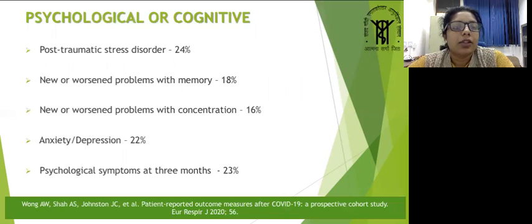Now, coming to the psychological or cognitive symptoms, COVID-19 has catastrophically affected mental health and caused an upsurge in psychological illnesses of the patient. The strong conditioned fear and anxiety has led to emotional dysregulation and mood changes. Almost 24% of the patients have presented with post-traumatic stress disorder, while 23% of patients have shown anxiety and depression. There have been problems with memory and concentration in 18% and 16% of patients post recovery from COVID.